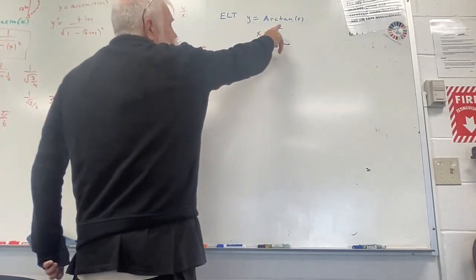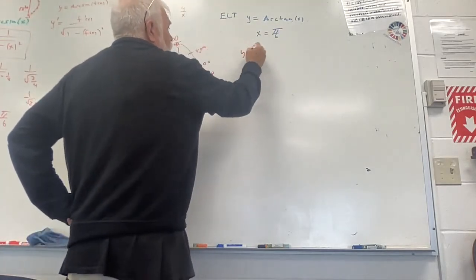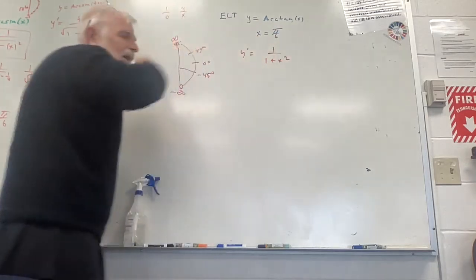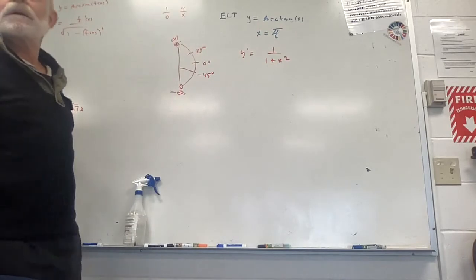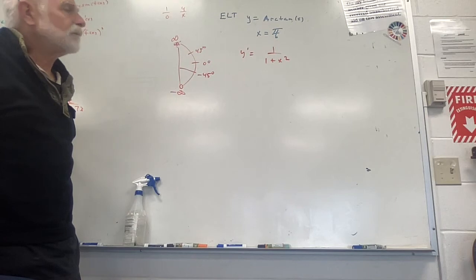Arctan of x. The derivative, y prime, equals 1 over 1 plus x squared. That's the arctan. Unless my memory has faltered, that's what it is.